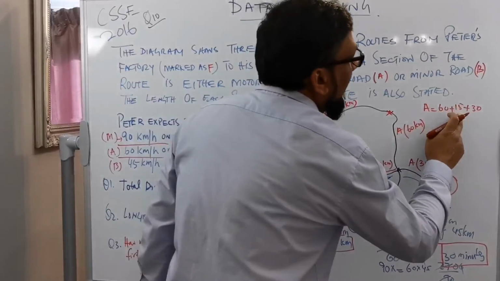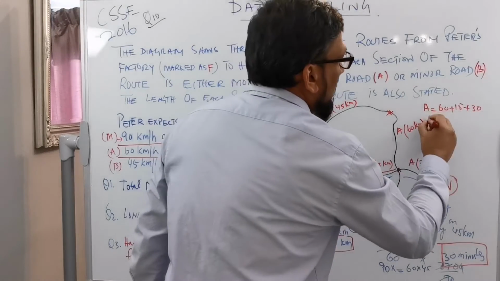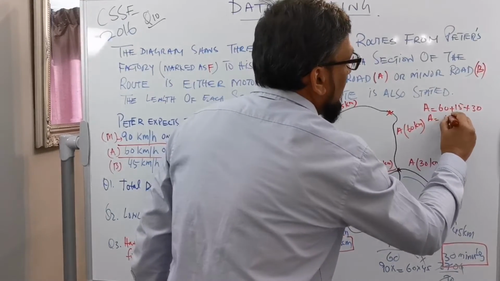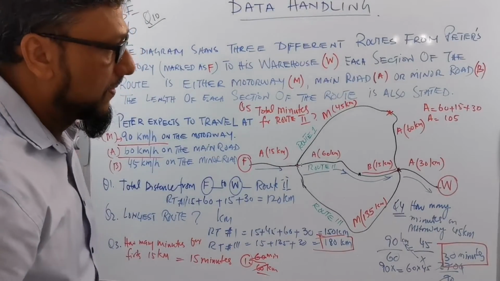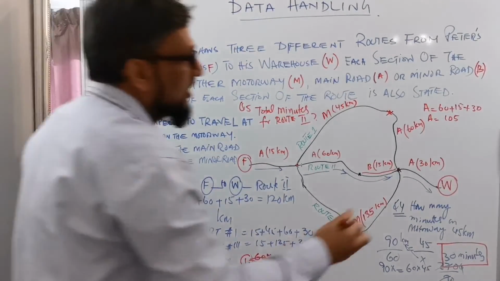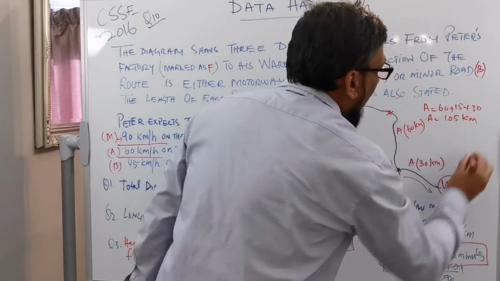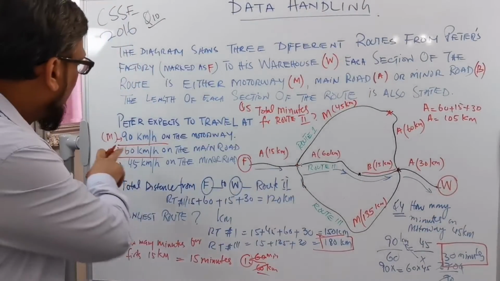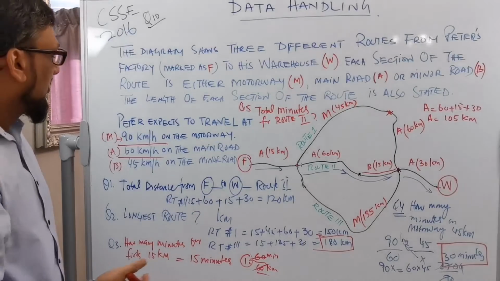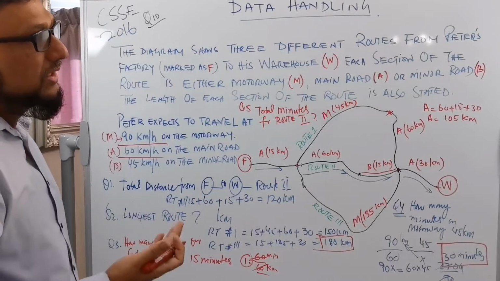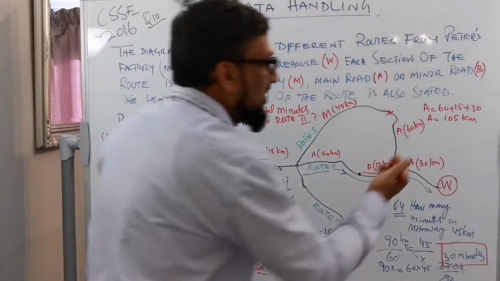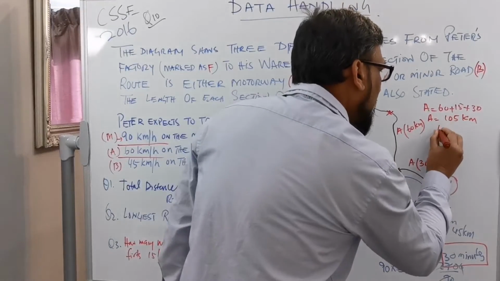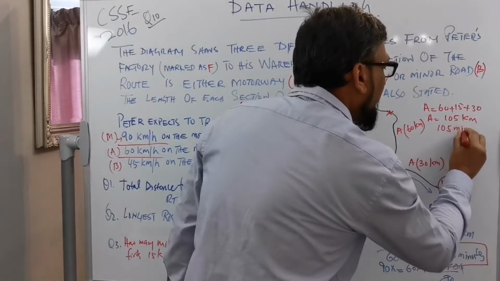So this one is route A, total distance is 105 kilometer, and we know that the route A speed is 60 kilometer per hour. So traveling 1 kilometer for every minute. So it means the route A he's covered 105 minutes.